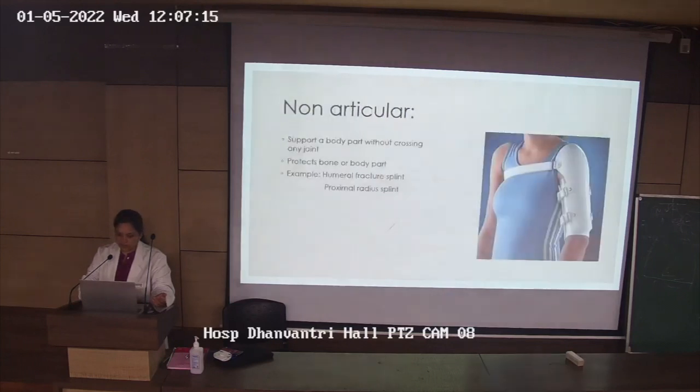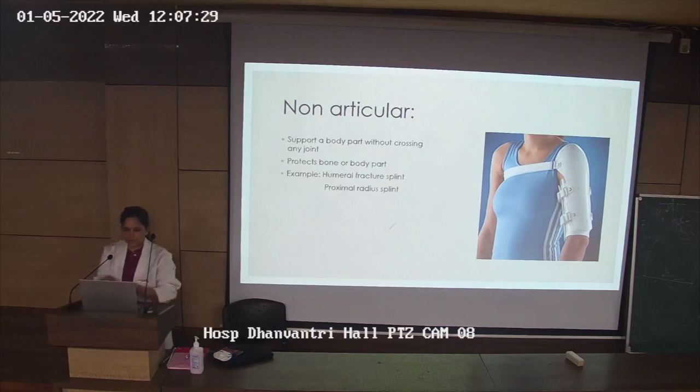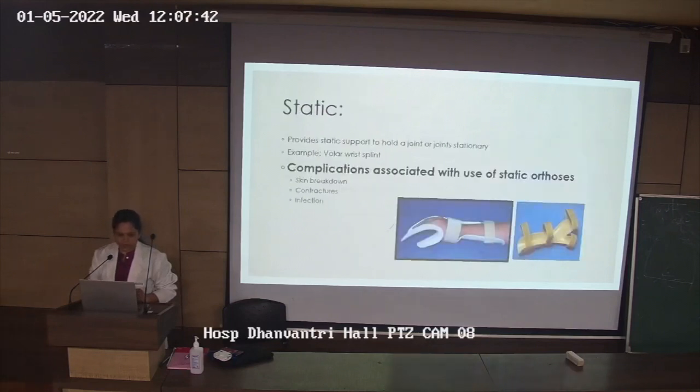Okay. First we'll discuss the non-articular one. It supports a particular body part without crossing any joint. As we can see in this picture, this orthosis is neither crossing the shoulder nor the elbow joint. It protects the bone or the particular bony part. This kind of orthosis is given for patients who have suffered humeral fracture or proximal radius fracture.